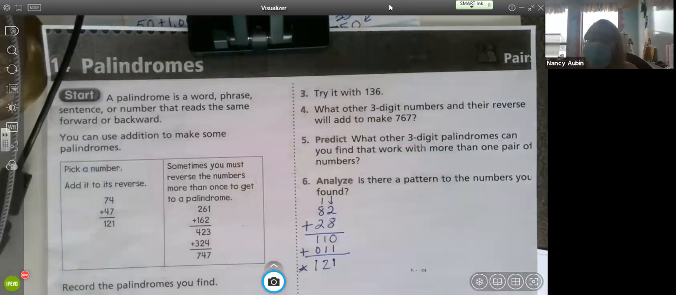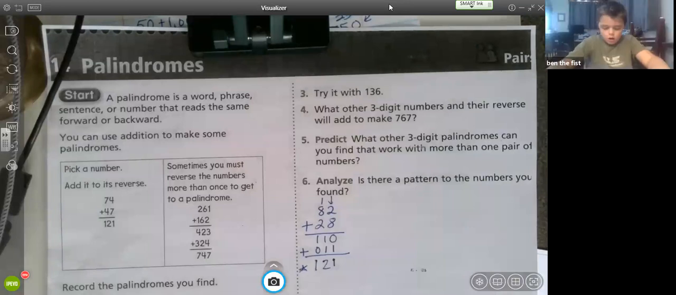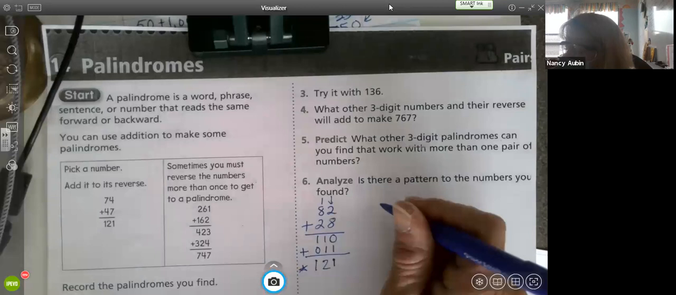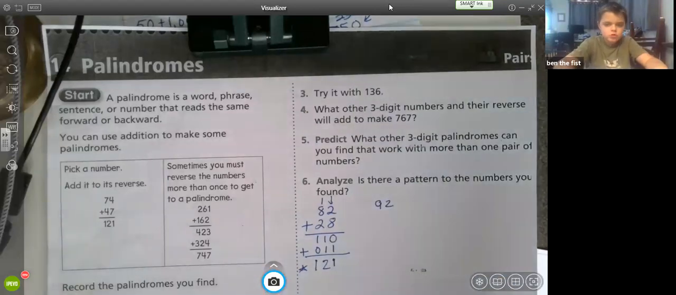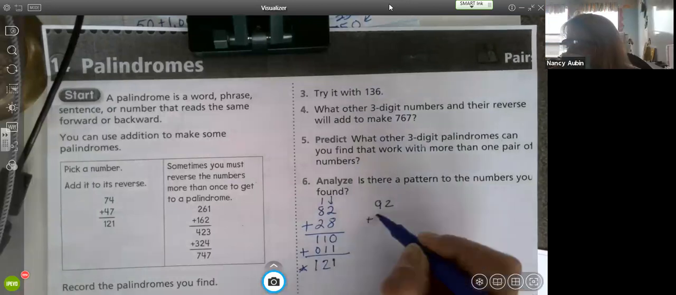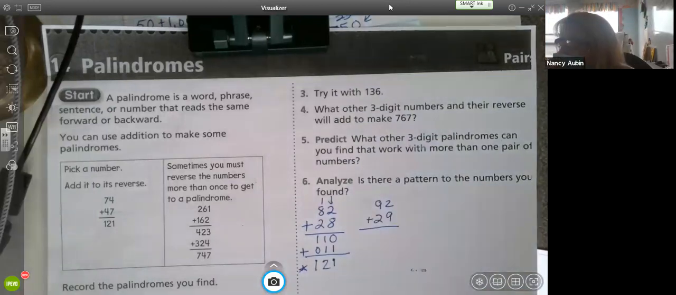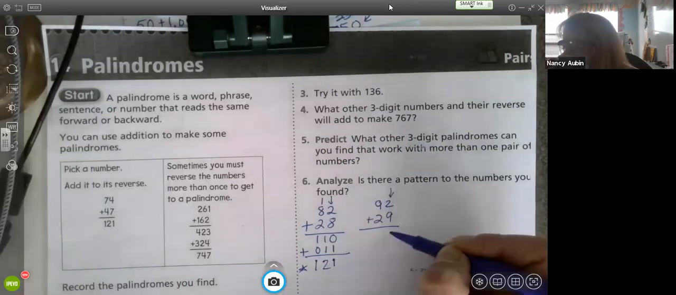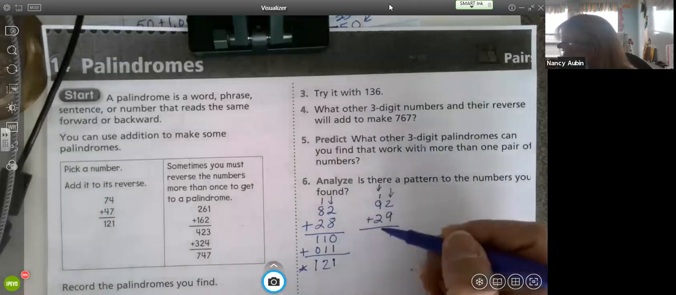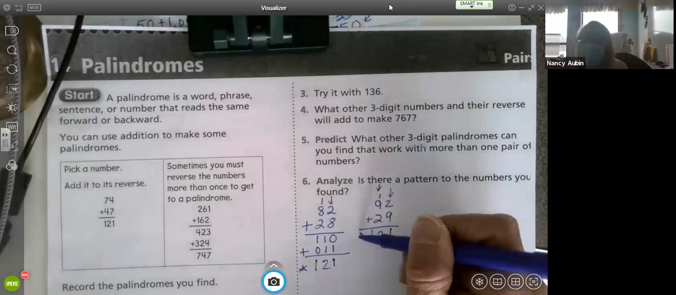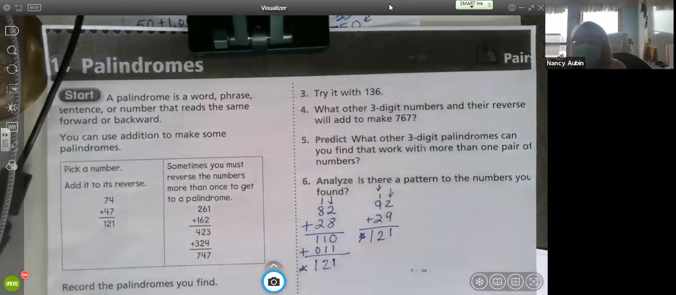All right, Ben, give me a two-digit number. Um, 92. 92. So what would I have to add to that, Ben? 29. Yep, the reverse is 29. Let's see if it becomes a palindrome. 2 plus 9 is 11. Carry the 1. 9 plus 1 plus 2? 12. We got a palindrome immediately, right? That's the answer to the last one. It is the same one. Okay, let's try one more.